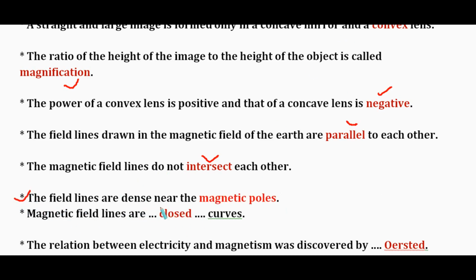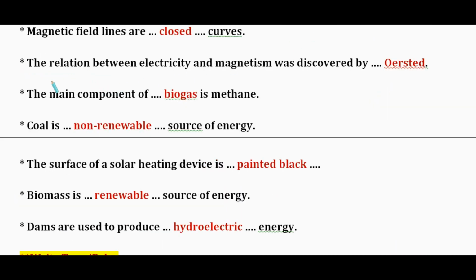Magnetic field lines are closed curves. The relation between electricity and magnetism was discovered by Ørsted. The main component of biogas is methane.